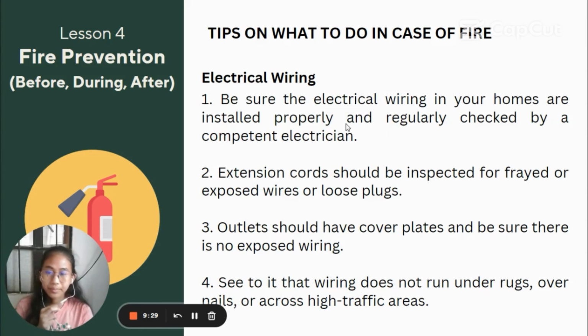Electrical wiring. Number 1. Be sure the electrical wiring in your homes are installed properly and regularly checked by a competent electrician. Number 2. Extension cords should be inspected for frayed or exposed wires or loose plugs. Number 3. Outlets should have cover plates and be sure there is no exposed wiring. Number 4. See to it that wiring does not run under rugs, over nails, or across high traffic areas.